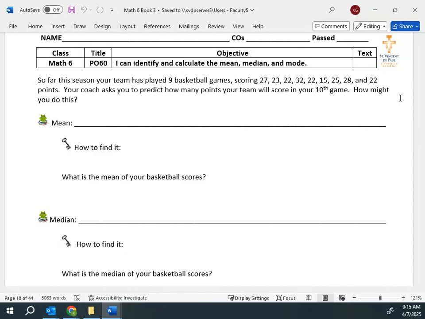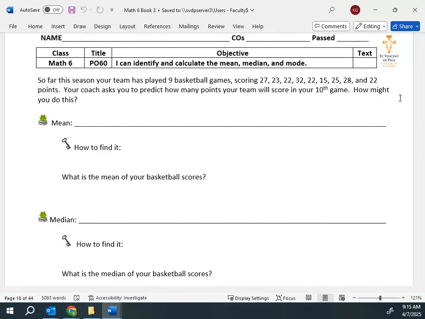Then we're going to go into different types of graphs. Some of the graphs we've used before, and then we're going to get into more challenging graphs that we haven't seen before, learning how to interpret them. So, mean, median, and mode.